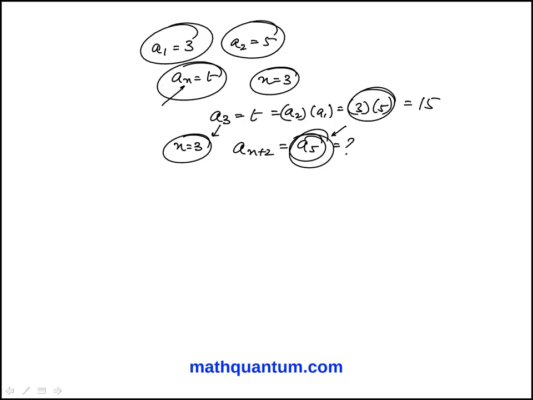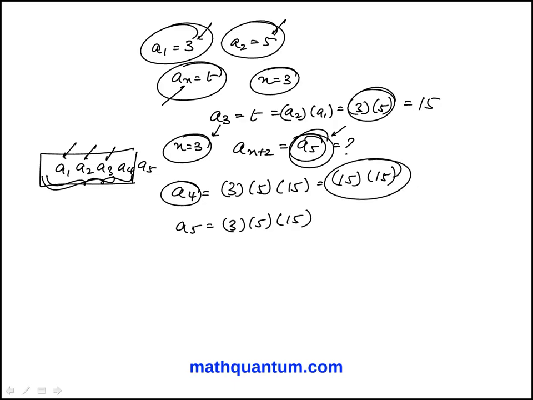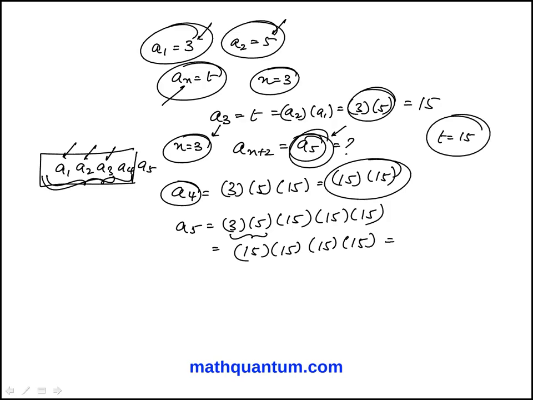So for the fifth, I'm going to compute A4. Let me actually write down these terms in sequence. A4 would be the product of the first three terms, which would be 3 times 5, then times 15, which is A3. So it's 15 times 15. A5 would be the product of the first four terms. So that's going to be 3 times 5, that's 3, this is 5, this is 15, and then A4 was 15 times 15. Notice this is really just 15. And I'm leaving it in terms of 15 because that's what T is. And you'll notice that this is 15 to the fourth.